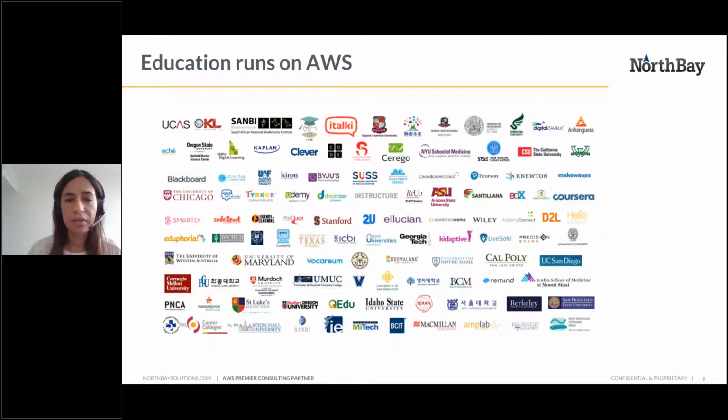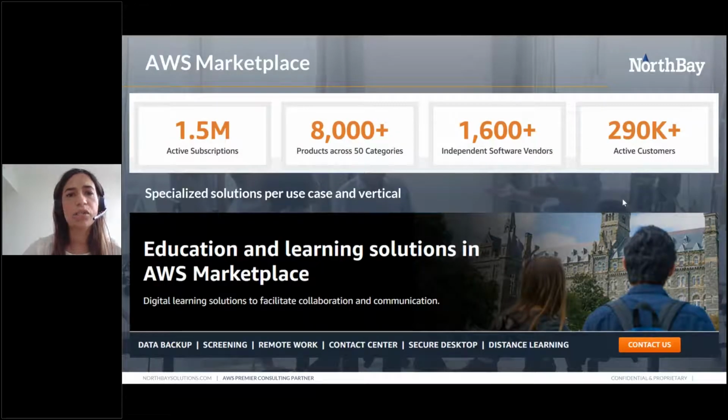And another, if we can move to the next slide, you will also see another aspect that sets us apart, and that is our marketplace, which is a curated digital catalog that makes it easy for customers to find, buy, and deploy third-party software, data products, and services that customers need to build solutions and run their businesses.